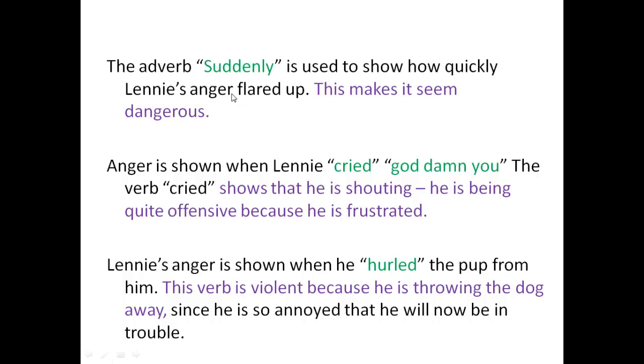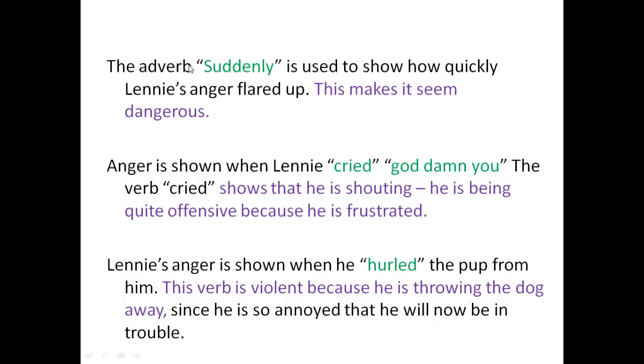Because I have picked out 3 different features of language, because I've picked out features of language that show anger, and because I've then gone on to explain how it shows anger, this answer would get me 7 marks. So we make our point, we give our quotation, and then we say how this quotation shows anger. If you can comment on the language technique.